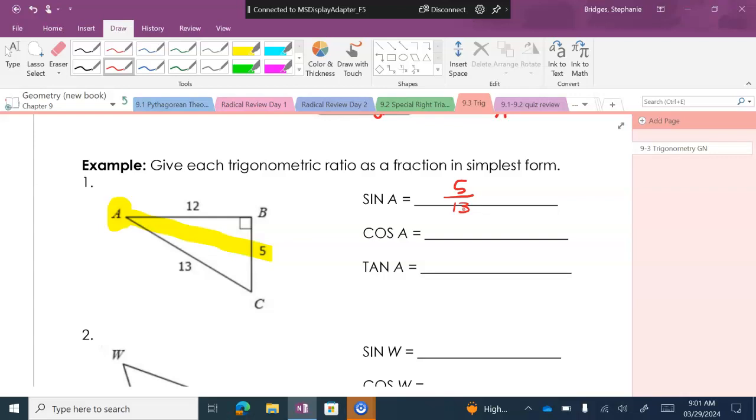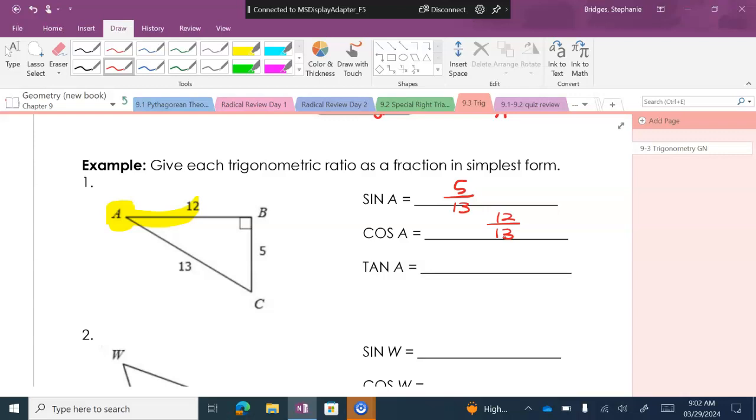Then we're going to do the cosine of A. Still focusing on angle A. Cosine is the adjacent leg over the hypotenuse. Which leg is next to angle A? 12. Okay, that's my leg. So that goes on the top. And then it's over the hypotenuse, which we already said was 13. Do 12 and 13 have anything in common that I can divide out? No. All right, try the tangent of A.